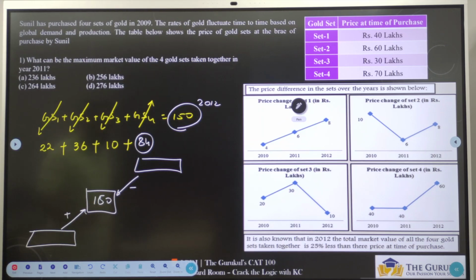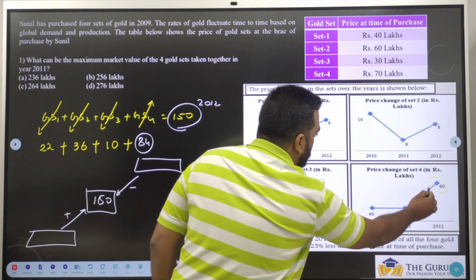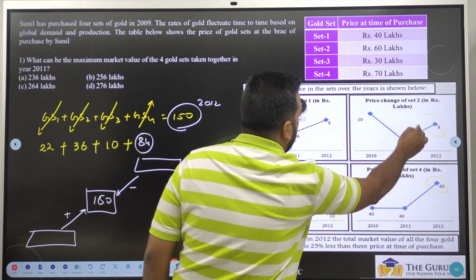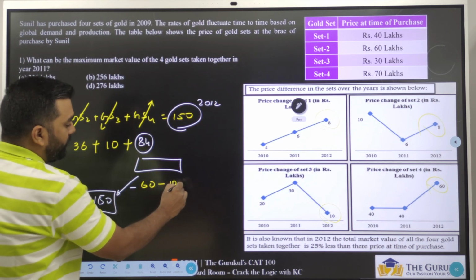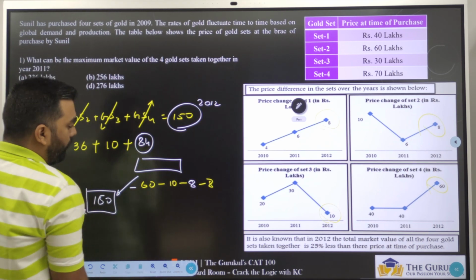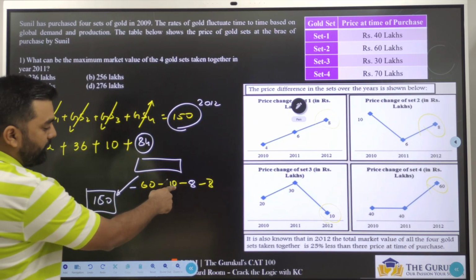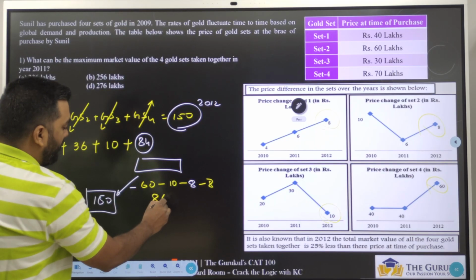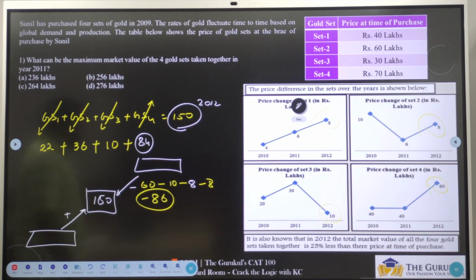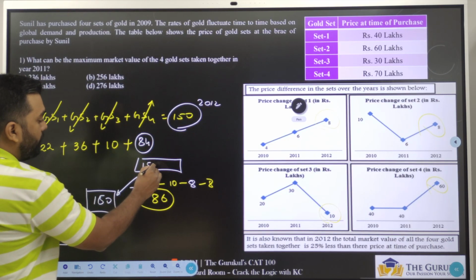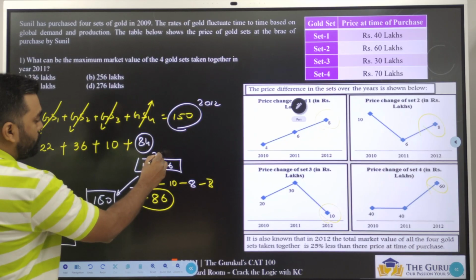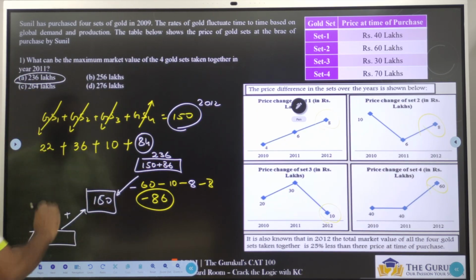So if all the values are decreasing, which means this 60 should decrease, this 10 should decrease, this 8 should decrease, and this 8 also should decrease. So there is a decrease of 60, a decrease of 10, a decrease of 8, a decrease of 8. So 60 plus 10, 70, 70 and 16, 86. So there is a decrease of 86 and we came to 150. That is the only possibility. Now if it decreased by 86 and we came to 150, the previous value should be 150 plus 86, that is 236. That should be the maximum value in the year 2011.